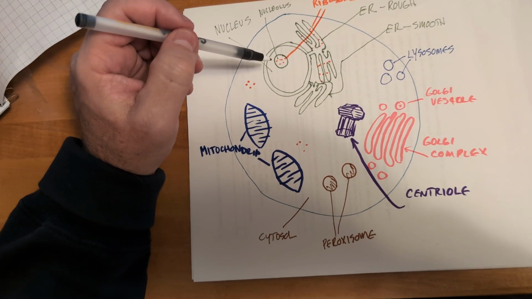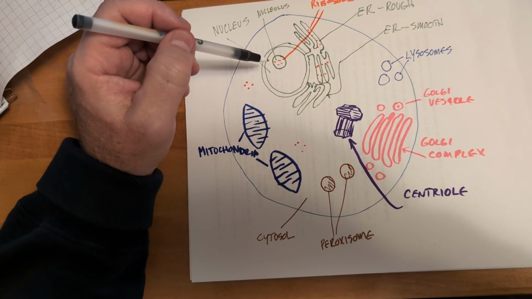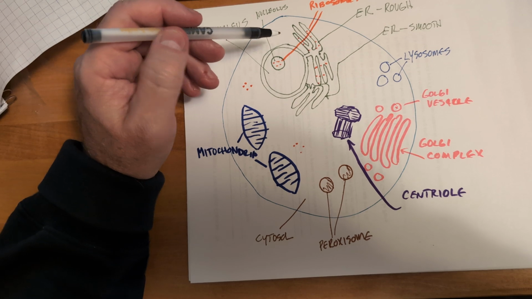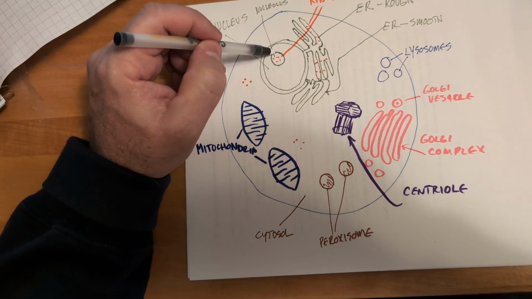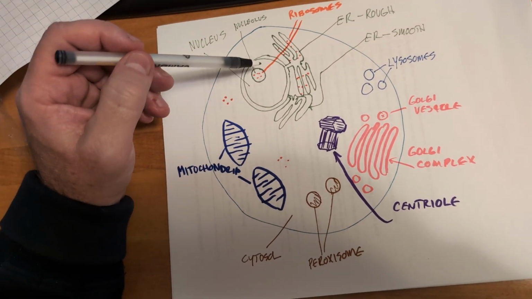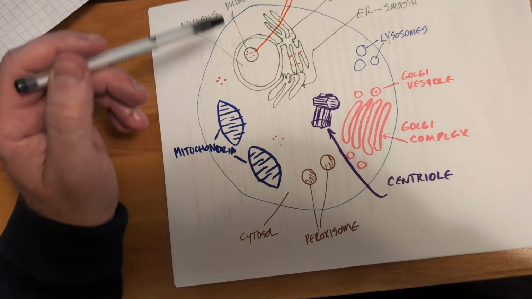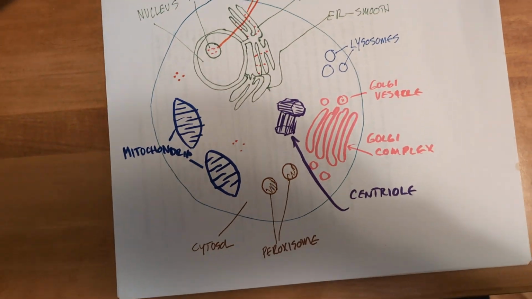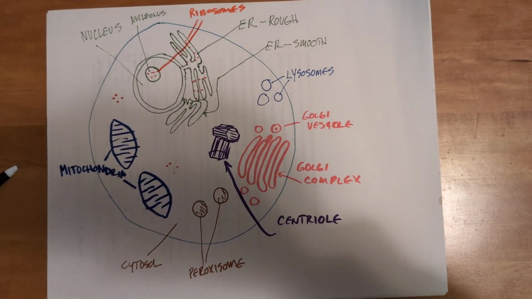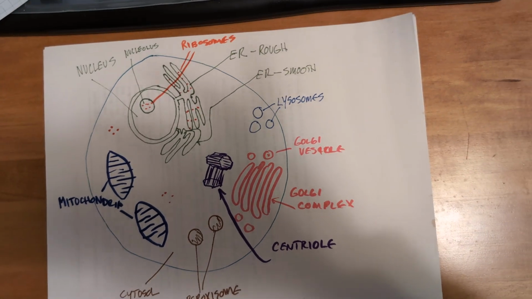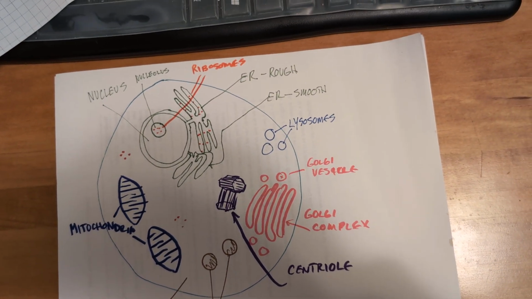So ribosomes are created inside the nucleolus, which is right here. And ribosomes perform the function of reading the blueprints and creating proteins to be used by the cell and by the body.